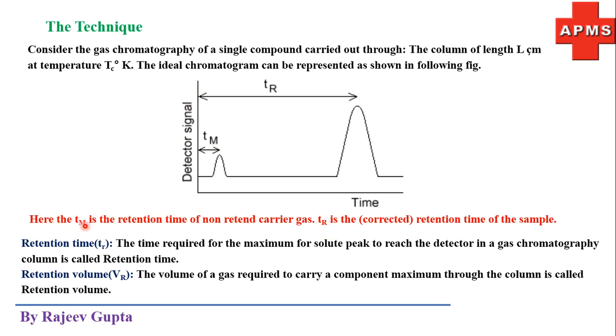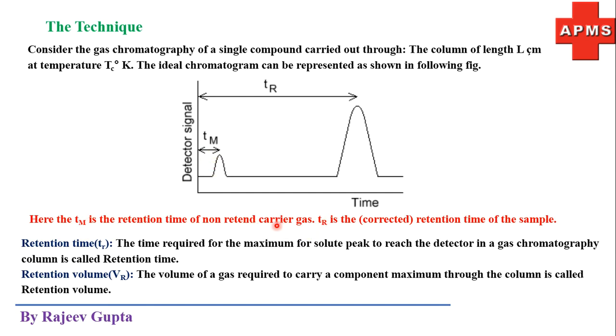See here, the Tm is the retention time of the non-retentant carrier gas. The carrier gas could be helium, argon, or nitrogen N2. These gases are non-retentant, which means the carrier gas present in the mobile phase will not interact with the stationary phase, and will go inside the column very fast, without any interaction with the stationary phase.